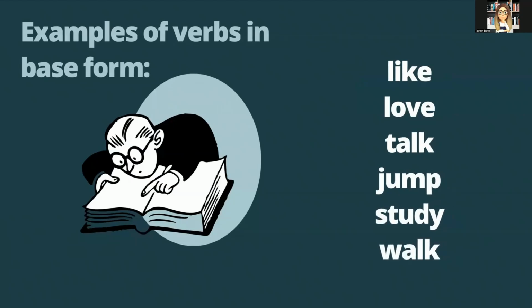And we're going to look at just this list of verbs in the base form. So like I said before, verbs are action words. So all of these that we see here, these are all action words. And they're all verbs. So we see the word like. No changes, no different forms, just in its base form. Love. Again, no changes or different forms. Talk. No changes or different forms. Jump. Study. Walk. So all of these are verbs in V1 or base form.